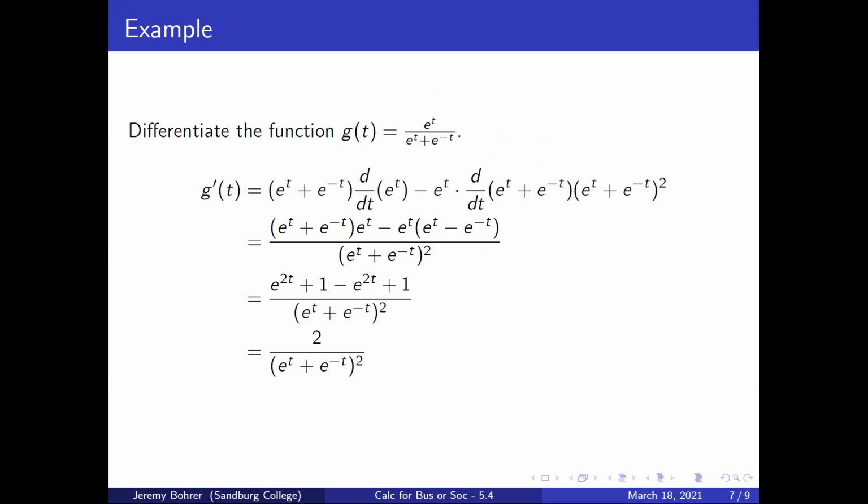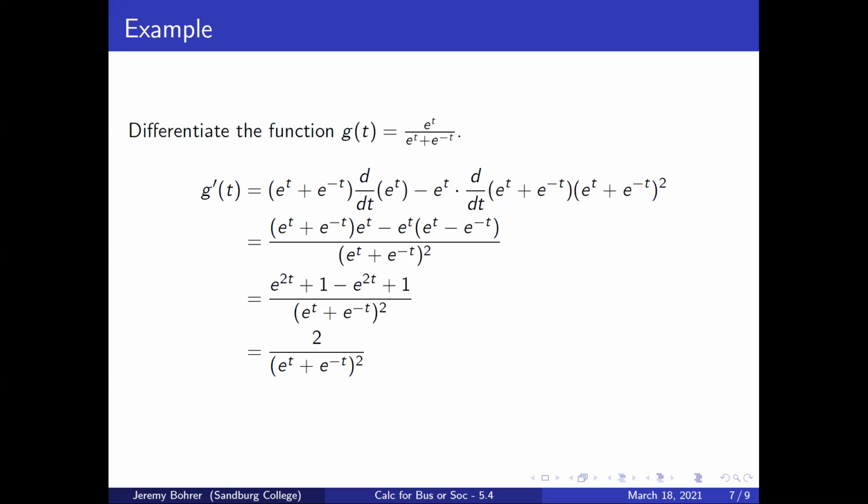Differentiate the function g of t equals e to the t over e to the t plus e to the negative t. We will use the quotient rule here. This gives us g prime of t is equal to (e to the t plus e to the negative t) times the derivative of e to the t, minus e to the t times the derivative of (e to the t plus e to the negative t), divided by (e to the t plus e to the negative t) squared.